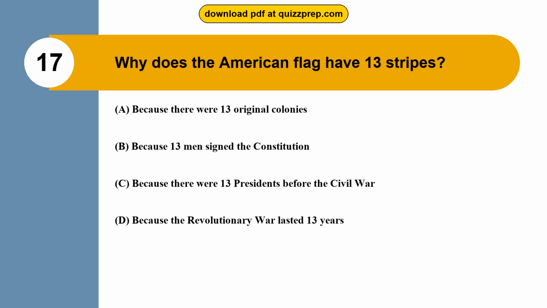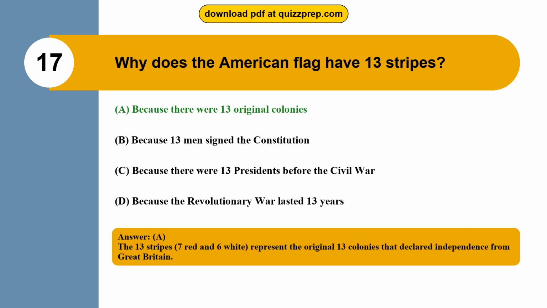Question 17. Why does the American flag have 13 stripes? Option A, because there were 13 original colonies. Option B, because 13 men signed the Constitution. Option C, because there were 13 presidents before the Civil War. Option D, because the Revolutionary War lasted 13 years. The correct answer is option A, because there were 13 original colonies. The 13 stripes, 7 red and 6 white, represent the original 13 colonies that declared independence from Great Britain.